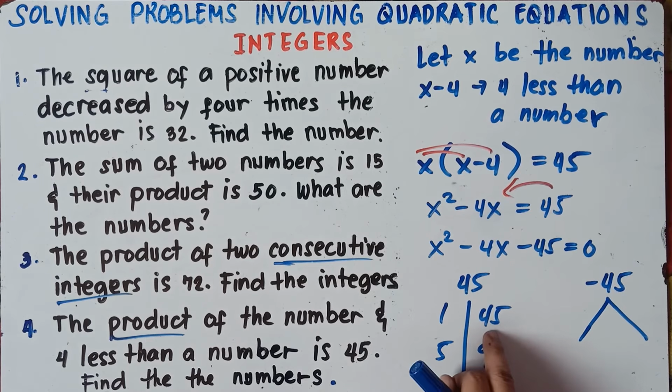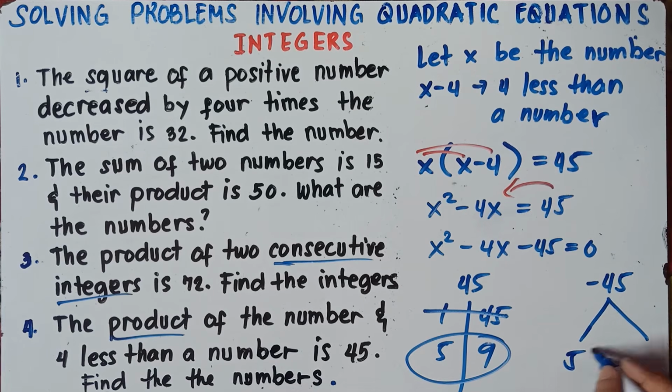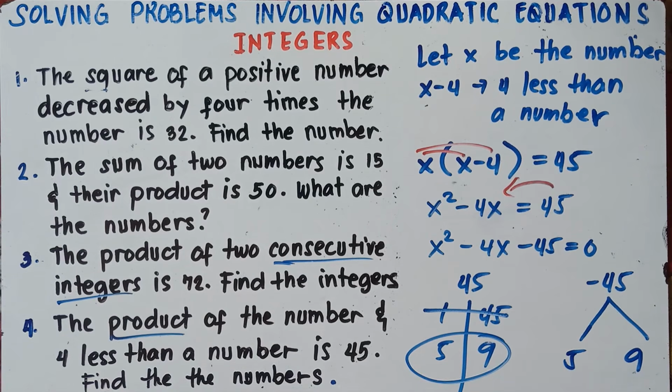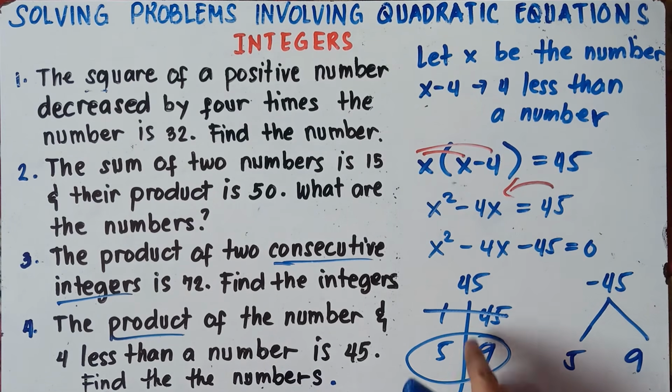If we select 1 and 45, it's impossible that we can get negative 4. Because if you add 45 plus 1, that's 46. 45 minus 1, that's 44. How about this one, class? If we add 9 plus 5, that's 14. If we subtract 9 minus 5, that's 4. So therefore, we select 5 and 9. So that's how you factor, class. You select two numbers that when you multiply the two numbers, you will get 45. When you subtract or combine, you will get negative 4. Of course, that would be 5 and 9.